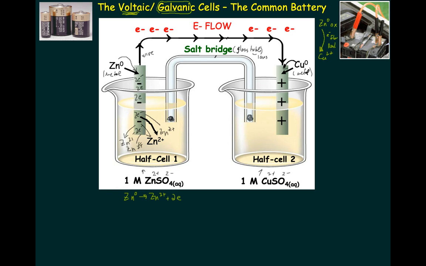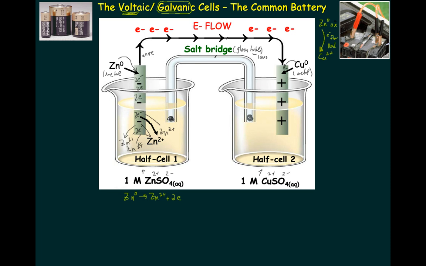So the negative part of the cell is the zinc part. The positive part will be the copper part. If you're looking at table J, the top metal would be the negative part, and the bottom part would be the positive part, bottom element. All right, so electrons are now going to march through this wire, and they're going to show up to the other side.